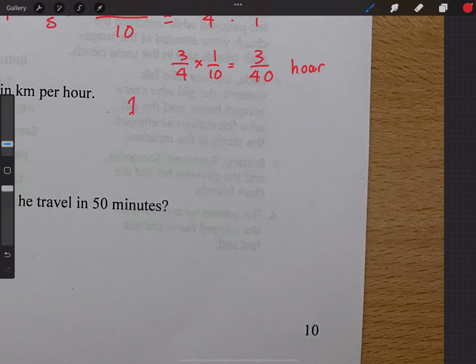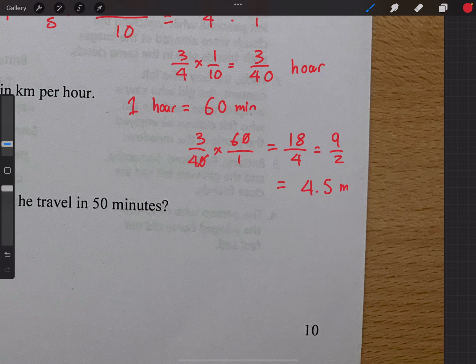We know that 1 hour has 60 minutes. So let's find out what 3/40th of an hour is. So we just times 3/40 by 60. Let's cross out the zeros. So you're going to get 3 times 6 would be 18 divided by 4. Okay, let's simplify this. It will be 9/2, which equals 4.5 minutes.